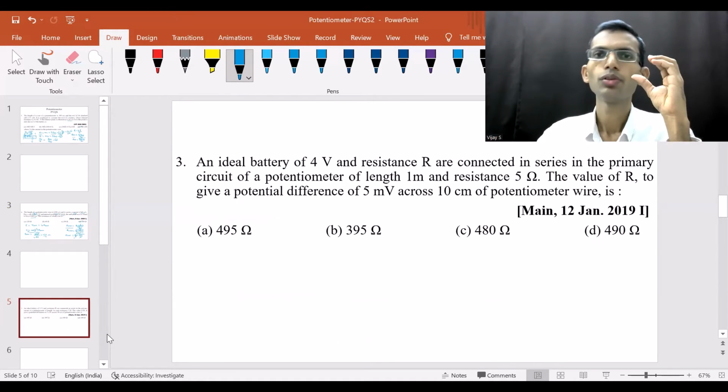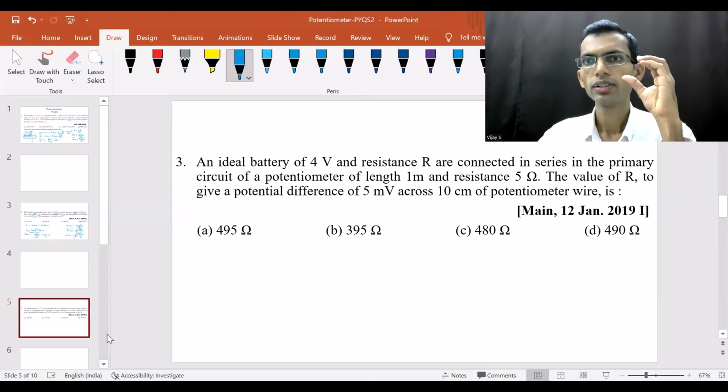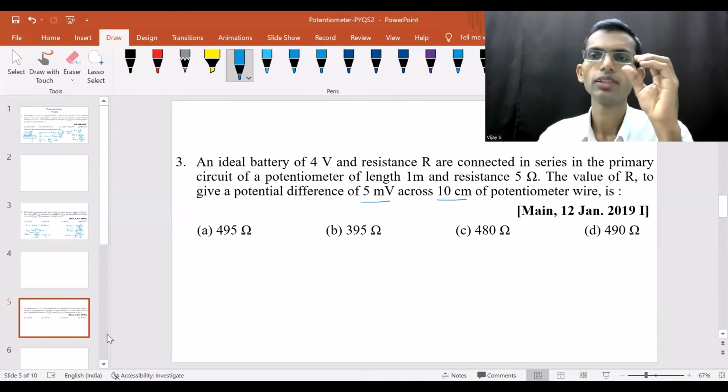An ideal battery of 4 volts and resistance R are connected in series to the primary circuit of a potentiometer of length 1 meter and resistance 5 ohm. The value of R gives a potential difference of 5 millivolts across 10 centimeter of potentiometer wire.